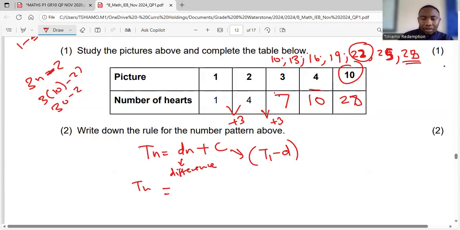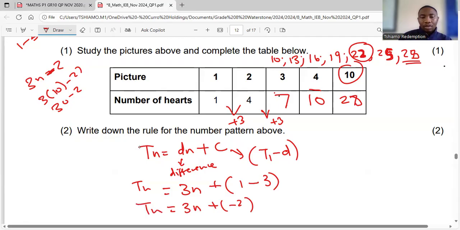So the difference will be 3, because we're adding 3 all the time, plus T1. What is our first term? The first picture has 1 heart, and then minus the difference. What is the constant difference? 3. So the answer will be 3n plus negative 2, of which, remember, positive and a negative becomes a negative. So that's one way of doing it.